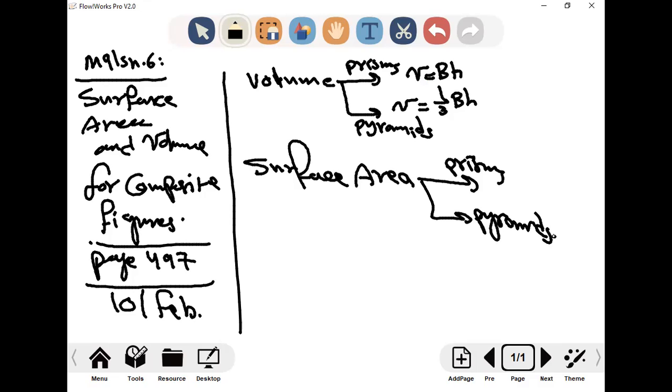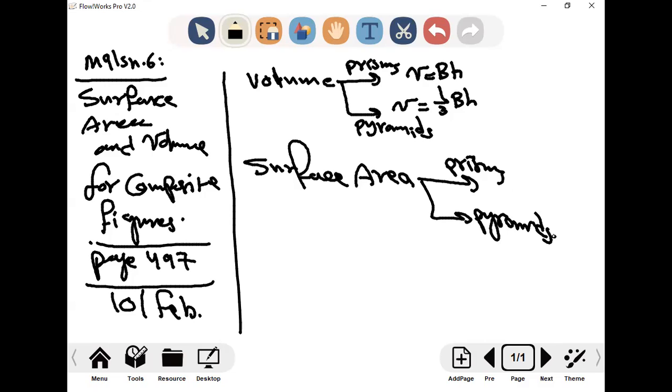Now, today we'll take volume of composites. We'll put two figures together and find the total volume for them. For example, I'll put a rectangular prism with a triangular prism together and we will find the volume. But my formulas will be the same, like the composite areas, remember?